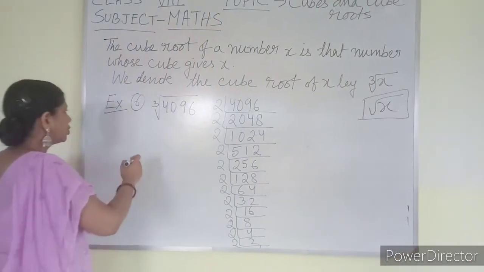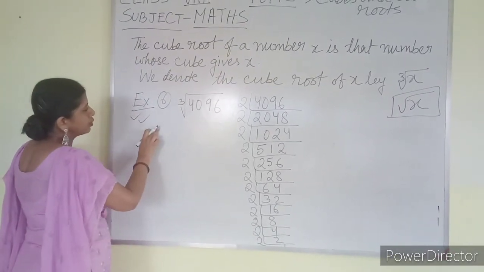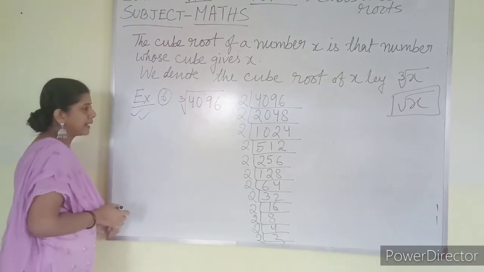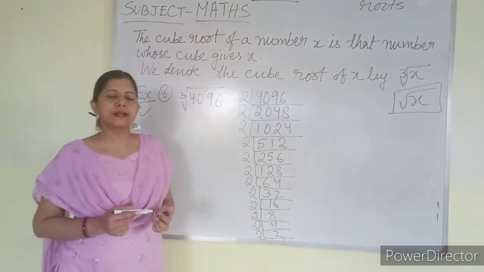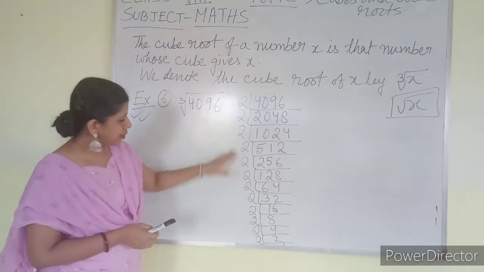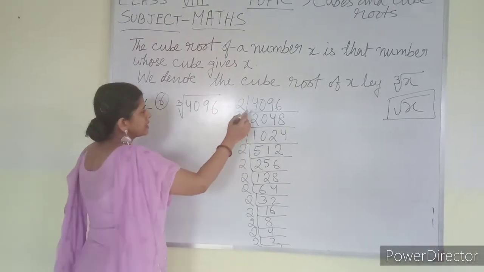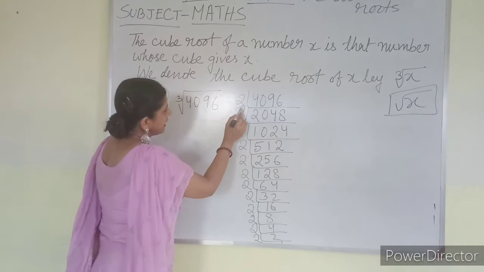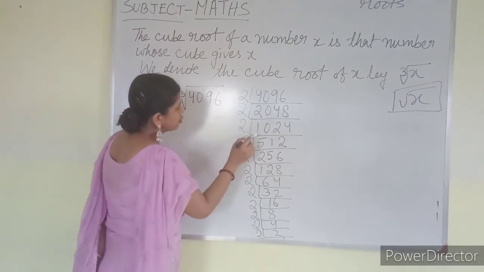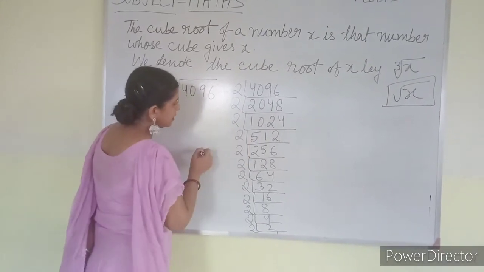Now I have taken one example to calculate. You have to find the cube root of the number 4096. For finding the cube root, you have to find the factorization of the number, that is, the prime factors. I have already done the factorization here, but I am explaining. 4096, if you divide by 2, you will get 2048. Again divide by 2, you will get 1024. Again divide by 2, 512.